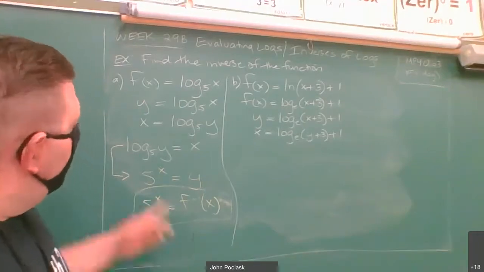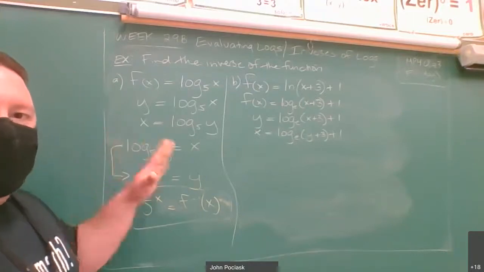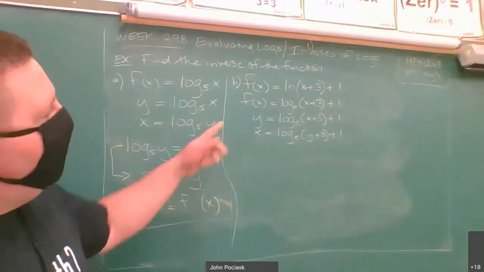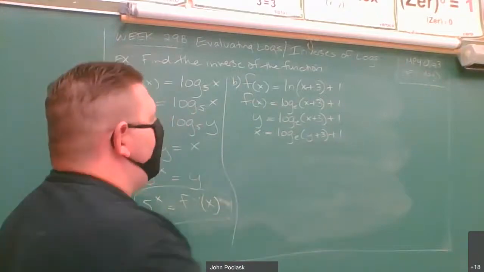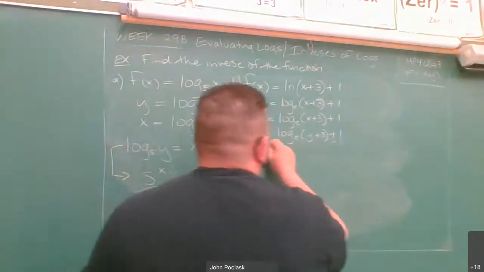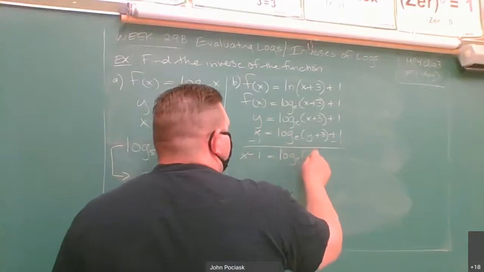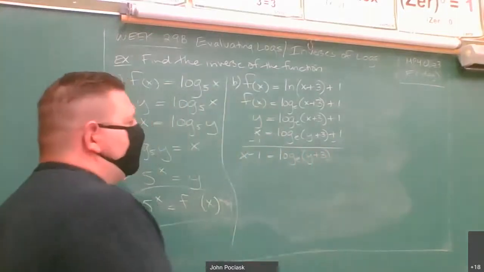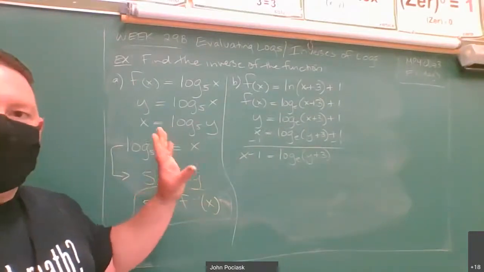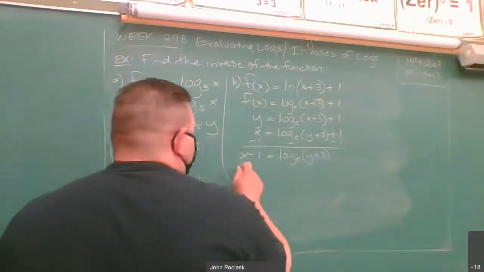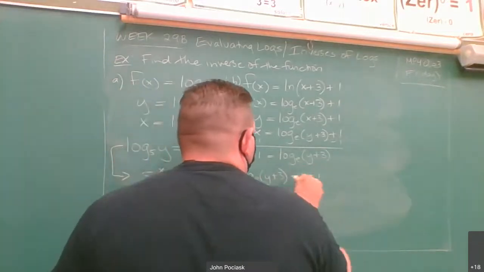Now, in order for you to do this translating business here, you have to have the log expression by itself. When I look at this, that's not the situation yet. I've got to get this 1 out of here. So I'm going to subtract it from both sides. That's going to give me x minus 1 equals log base e of y plus 3. And again, I'm going to swap the sides. Log base e of y plus 3 equals x minus 1.